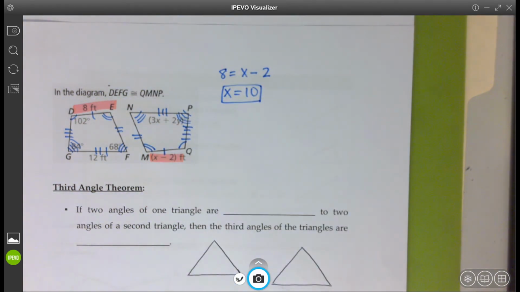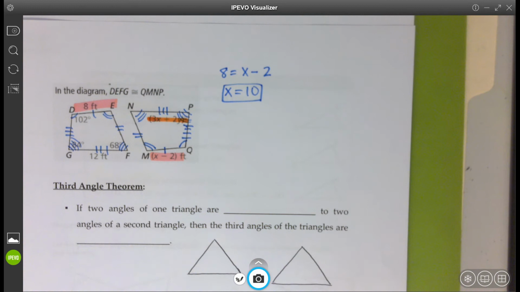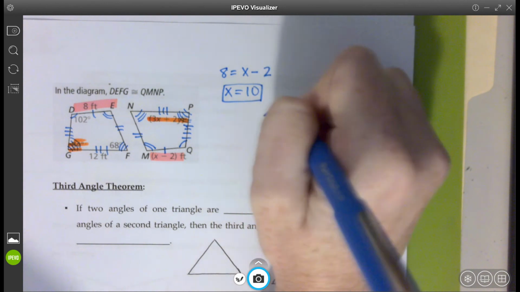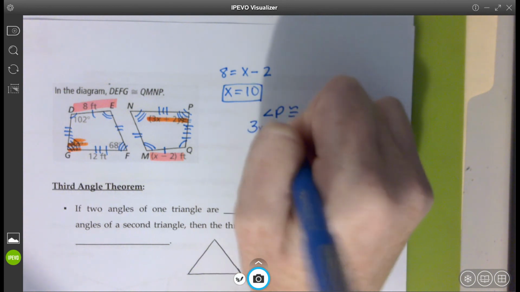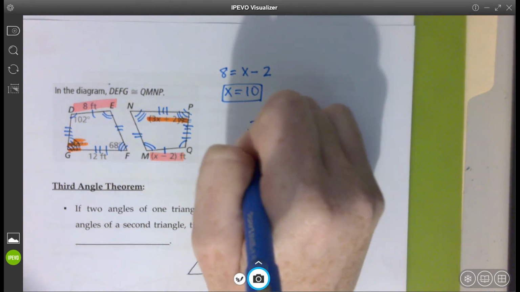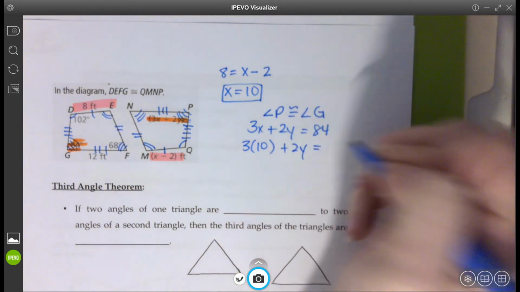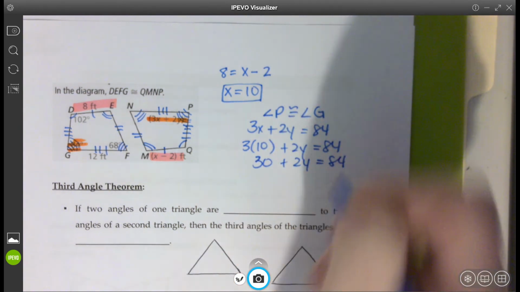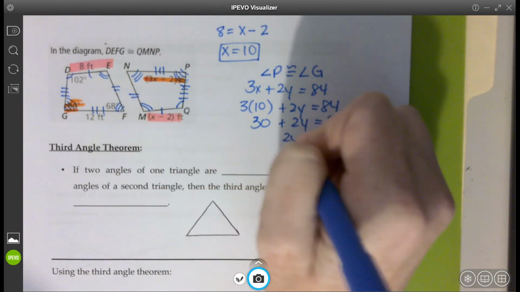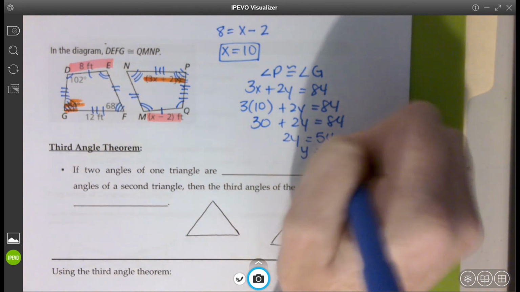The second part, I'm going to solve for y. So I have angle P, and angle P is congruent to angle G. So I'm going to actually write that. So angle P is congruent to angle G. So we have 3x plus 2y equals 84. So I have 3 times 10 because of substitution, plus 2y equals 84. So 30 plus 2y equals 84. So 2y equals 54 after subtracting, and y equals 27.